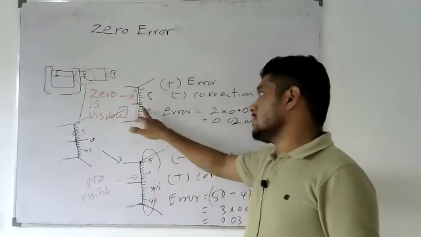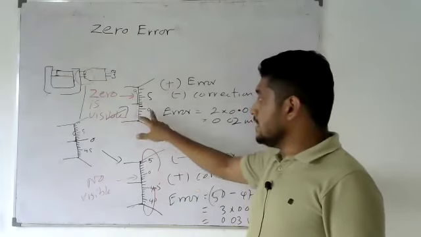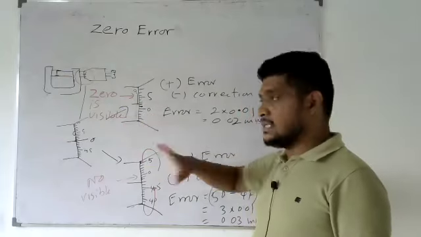If the zero is open, and if this zero is below, definitely it's a positive error.